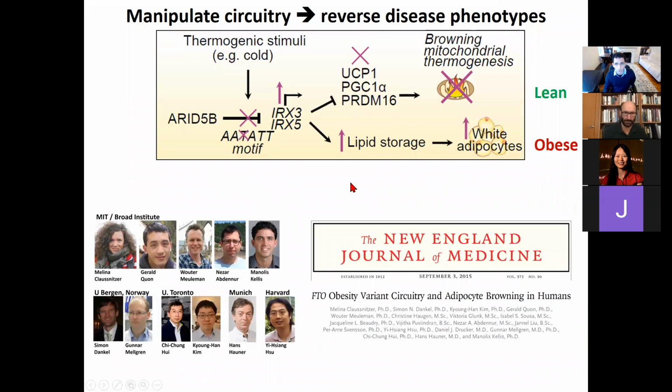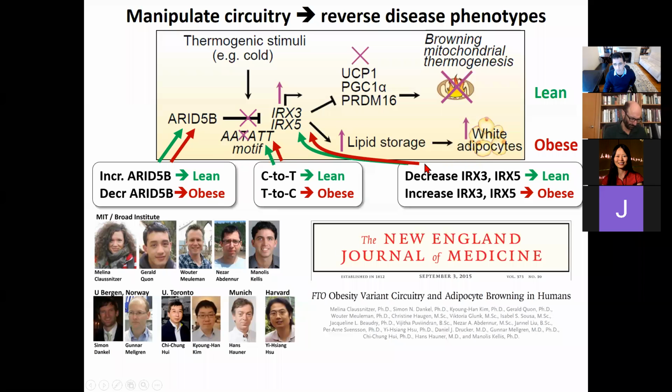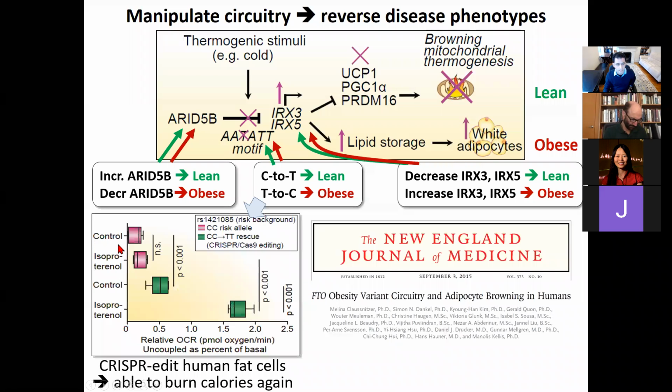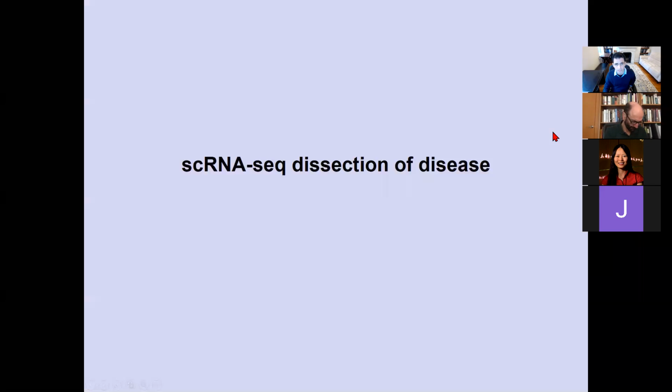So the goal of circuitry is manipulation, of course, as we've previously shown, by uncovering the circuitry underlying disease loci, such as we showed here in the FTO obesity locus. We can now start altering individual nucleotides, or we can start overexpressing or downregulating genes with dramatic consequences, being able to switch between disease and healthy phenotypes. This has all been at the bulk level. What I'd like to tell you about today is what we're doing at the single cell level.